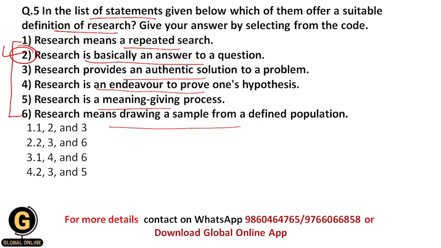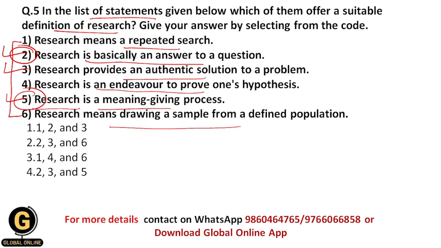As well, research provides us an authentic solution to a problem, and that's why we do the research, because it gives us an authentic solution to our problem. So this is again a correct definition of research. And as well, research is a meaning giving process. I mean to say that this is not meaningless. If it were meaningless, then obviously no one would go for research, right? Research is a systematic process, and that's why it is a meaning giving process, and it gives us an authentic solution to our problem. And that's why this statement is again the correct definition of research.